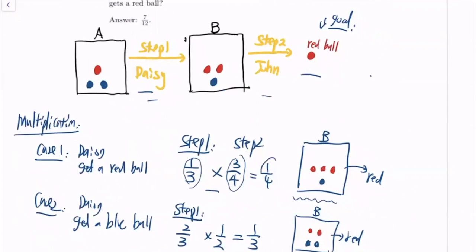Now, finally, all we need to do is combine these two cases. If you combine them together, the final probability will be 1/4 + 1/3, which is 7/12.